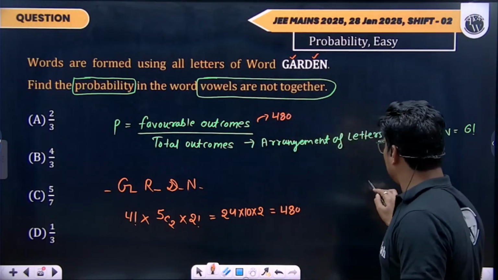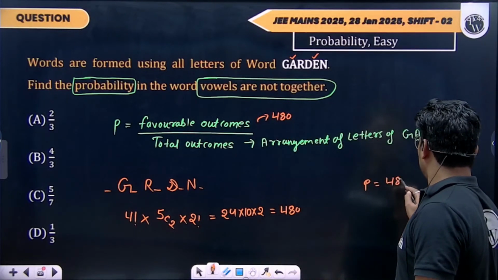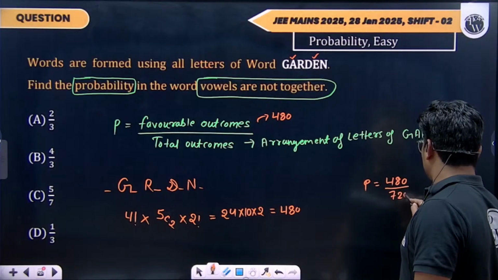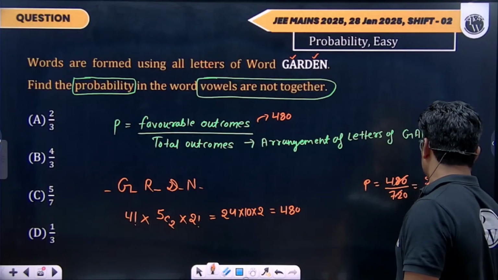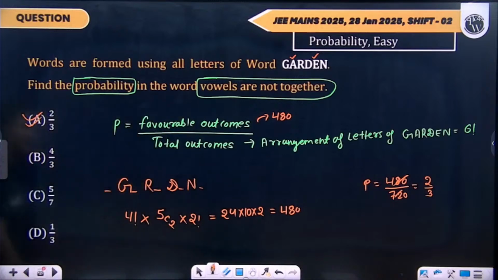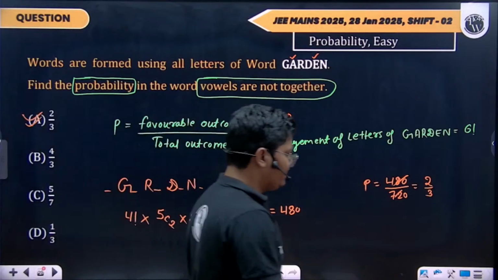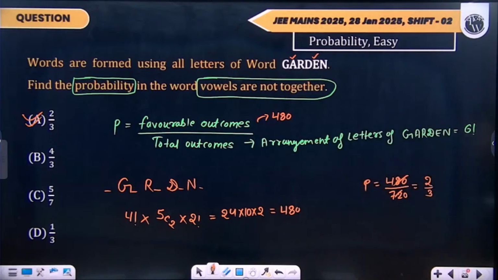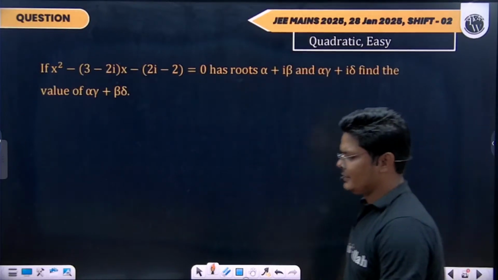The probability is 480 upon 720. So the final answer will be 2 by 3. Okay, so option A is correct. I hope you have understood this question. Now move on to the fourth question.